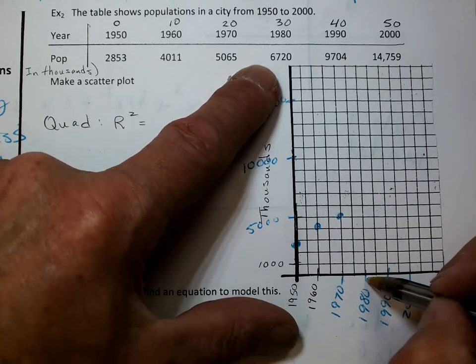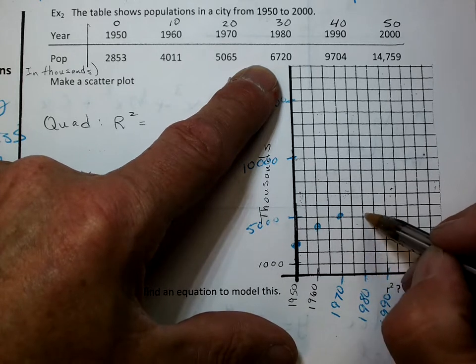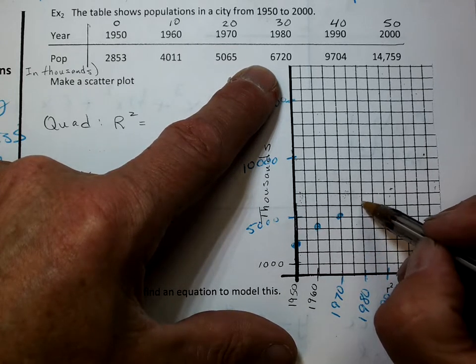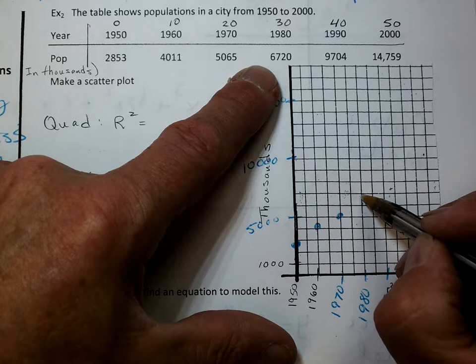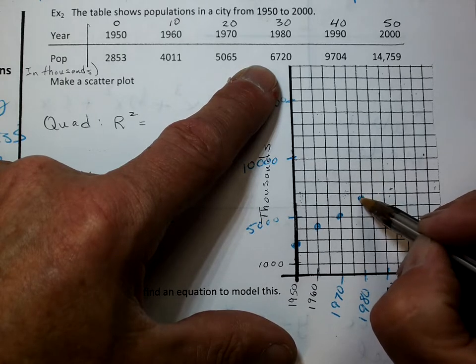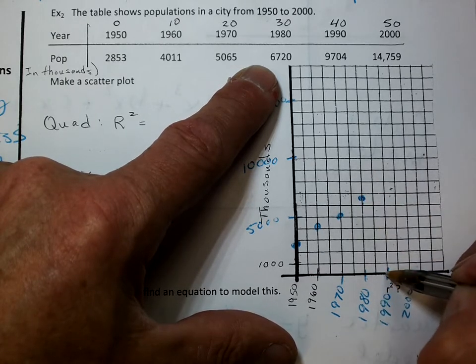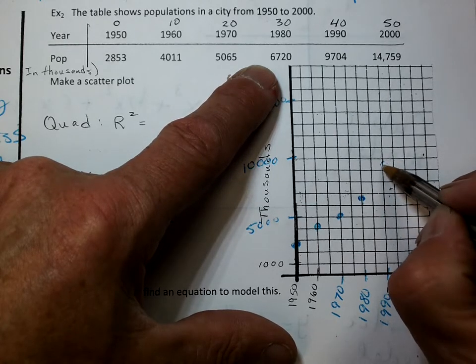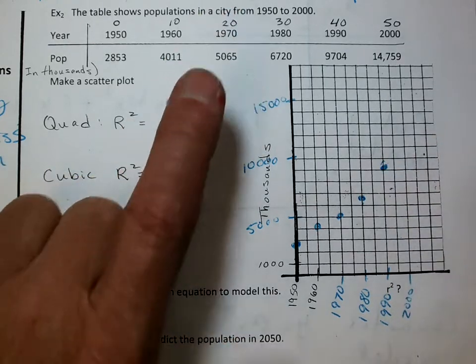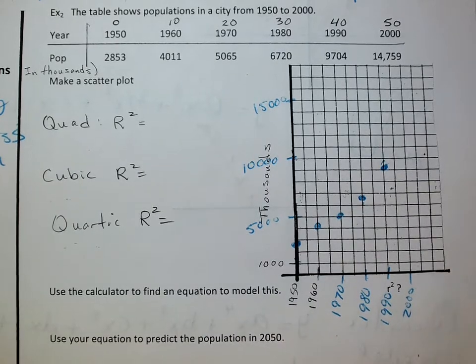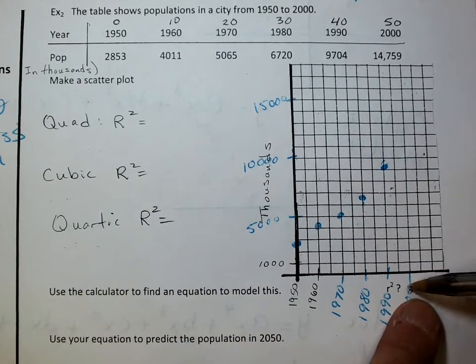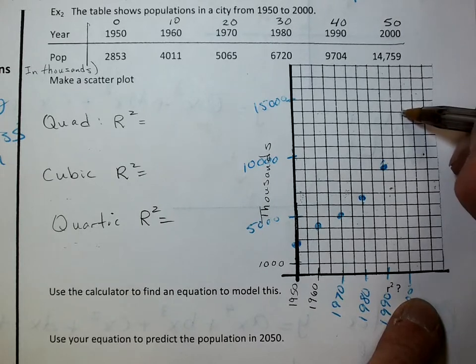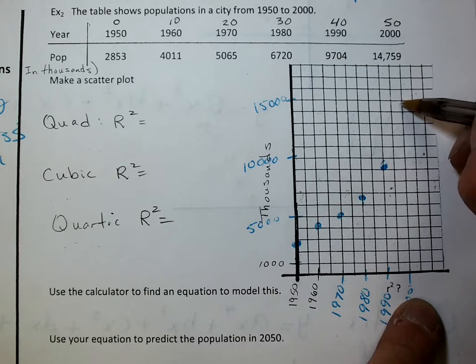1930 is about a 16. 1980 is about a 6,000. There's 5,000, 6,000, 6,700. Maybe about there. 1990 is about 9,000. So it takes a jump, doesn't it? Okay, all of a sudden now it's starting to look a little bit more like it might be curving, right, with that jump. And then 2,000 jumps all the way to 14,000, which is almost 15,000, isn't it?